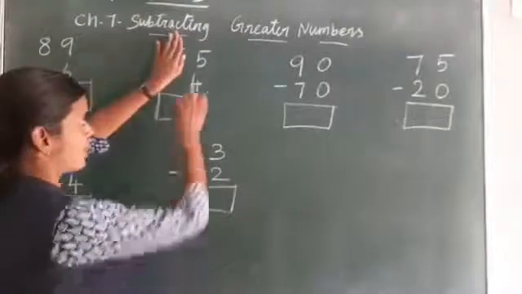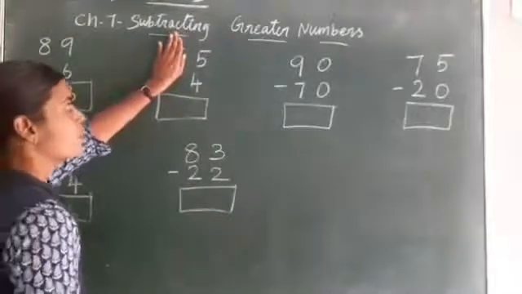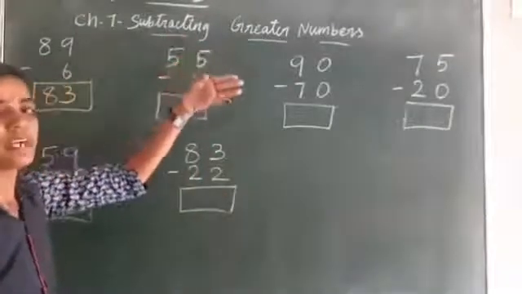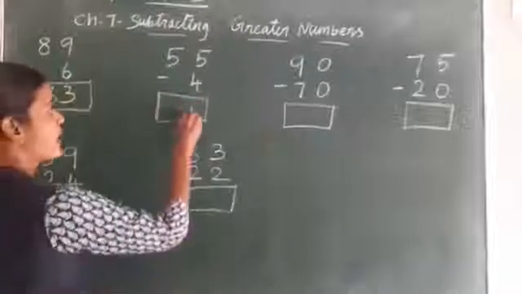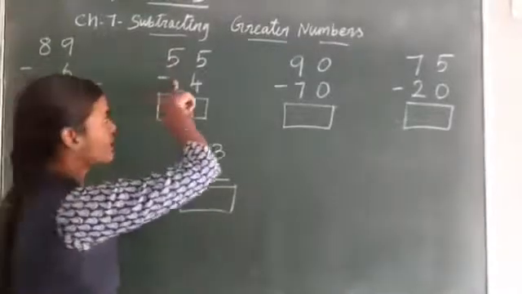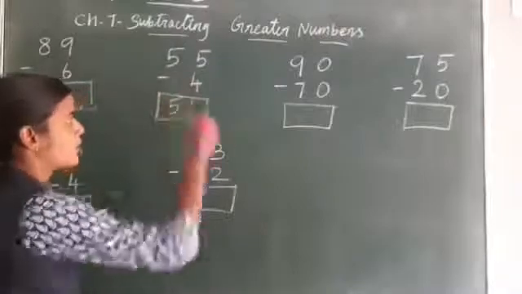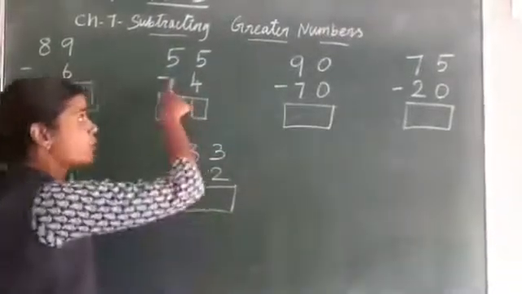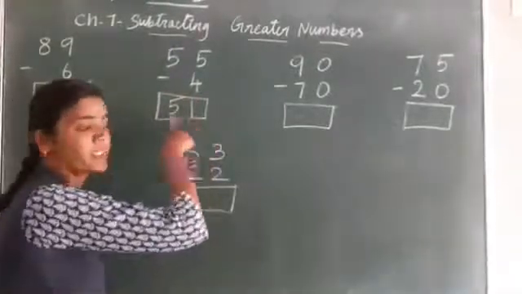See here also. First I subtract the ones place. 5 minus 4. Keep 5 in the mind, then keep 4 fingers and move backward. 5 before is 4, 3, 2, 1. So the answer is 1 here. Now subtract the tens place. If there is nothing, you have to imagine 0. So 5 minus 0 is 5. So the answer is 51.